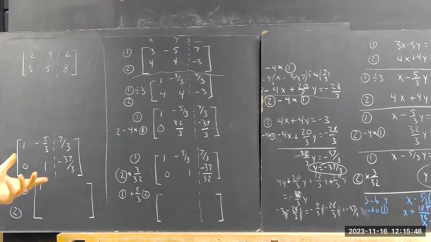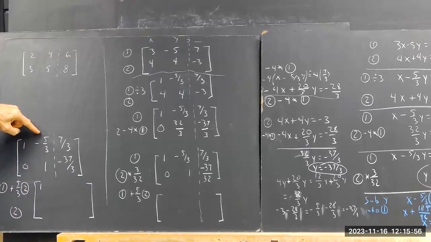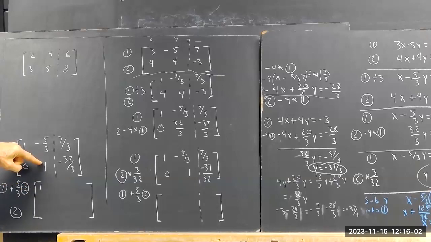Then, and this is a big reason I did it, and you'll see in a minute, I'm going to do the same thing with these numbers. I'm going to take whatever's in row 1, which is negative 5/3, and add it to 5/3 of whatever's in row 2. Well, what's in row 2 is 1, right? 5/3 of 1 is 5/3. I add that to negative 5/3 and I get 0.